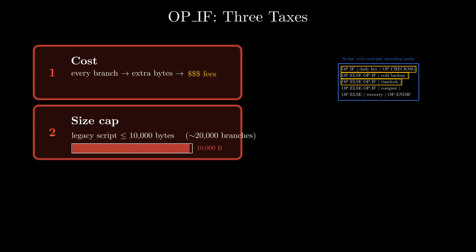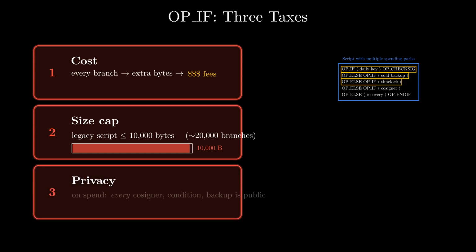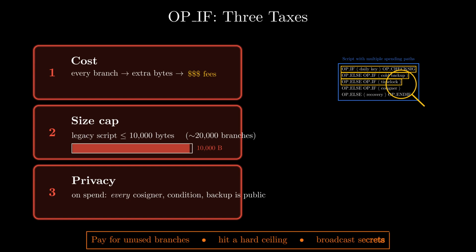Legacy Bitcoin script tops out at 10,000 bytes. Even an entire block-sized script fits only about 20,000 branches. Third, privacy. The moment you spend, the whole script becomes public. Every cosigner, every condition, every backup. Observers see your full contingency plan. You're paying for branches you don't use, hitting a hard ceiling, and broadcasting your secrets.